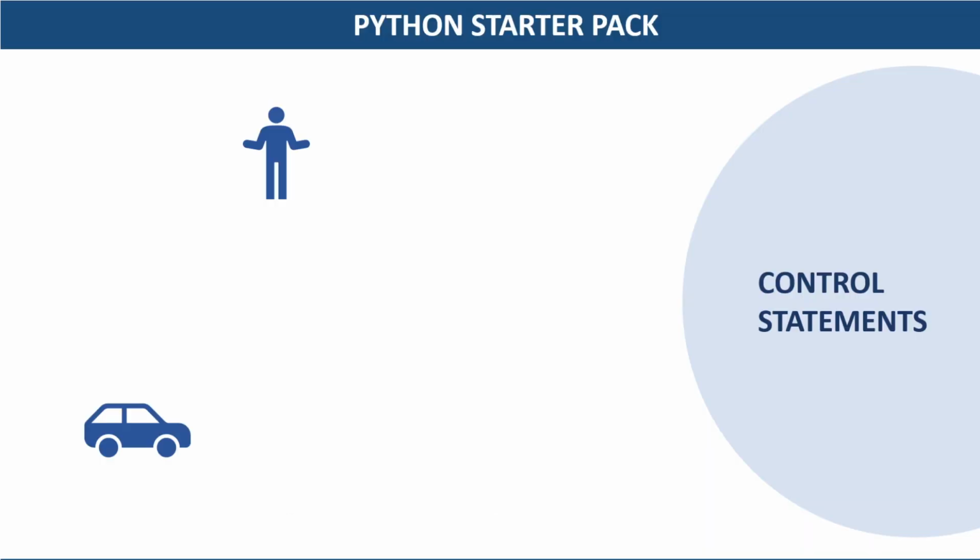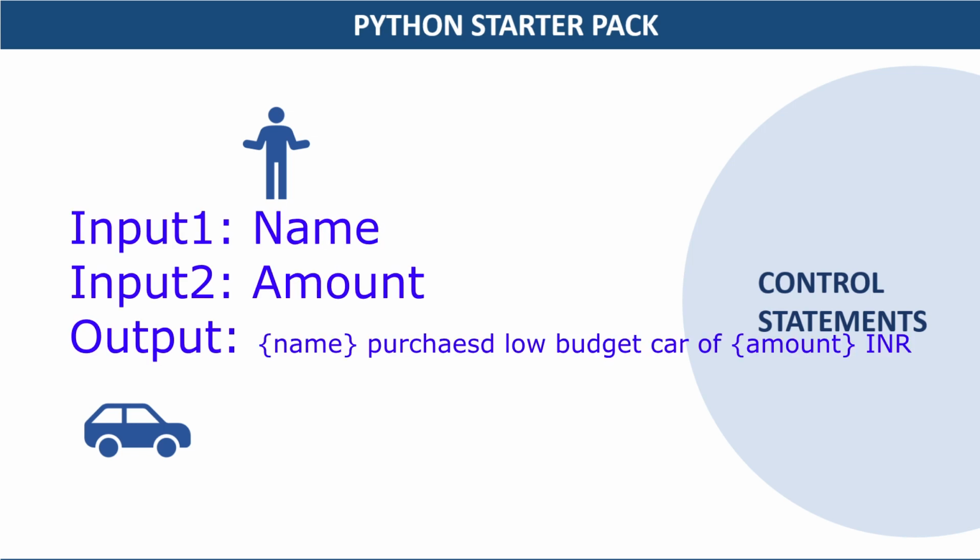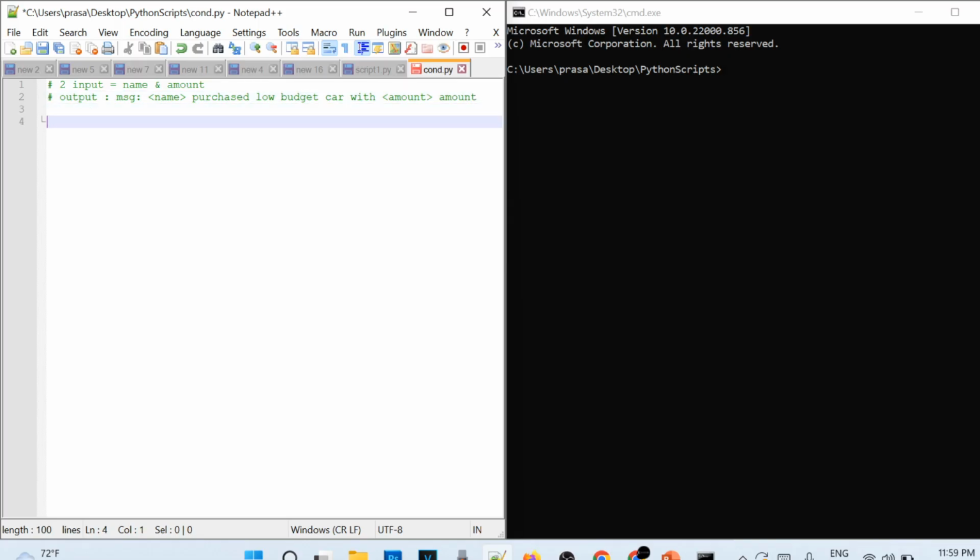So my problem statement is, I want to take name as an input, budget as an input. So this is very basic car. So I want to print the username purchased low budget car with particular amount which is inputted. Whenever we are tackling any kind of problem in programming, first we have to divide it into simpler steps. Okay, so let's start with very basic. What output I want is, I want this output, okay, name and this amount. Okay, so I will simply print this.